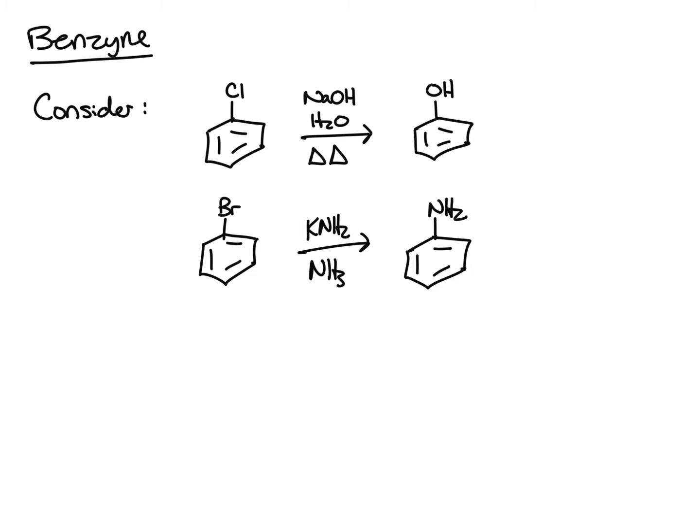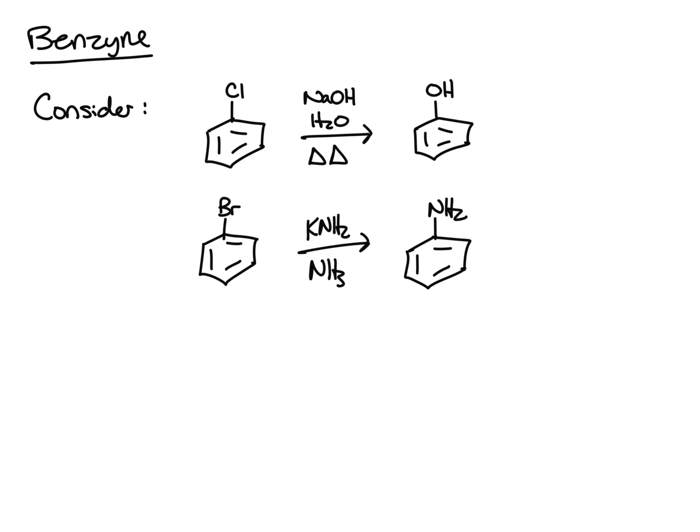The next type of nucleophilic addition reaction of aromatic rings we're going to look at is often considered a benzyne type reaction, and we'll see why it gets this name once we get into it. But just consider the following two examples that I have shown here. In both cases we have an aryl halide.